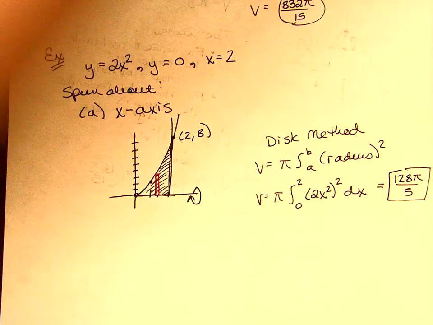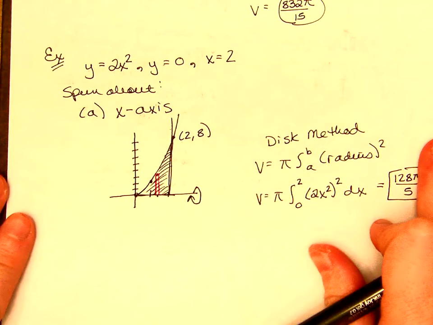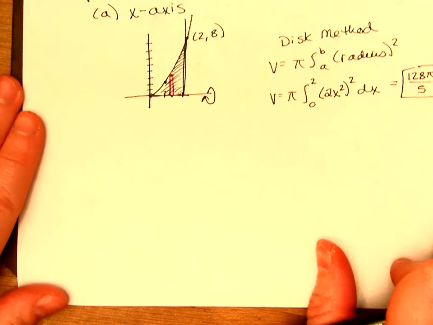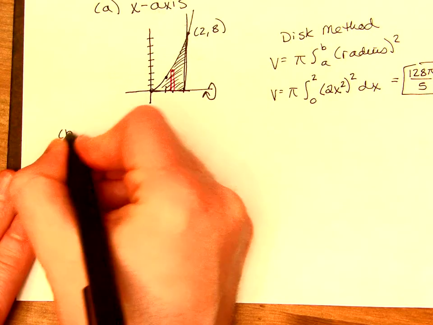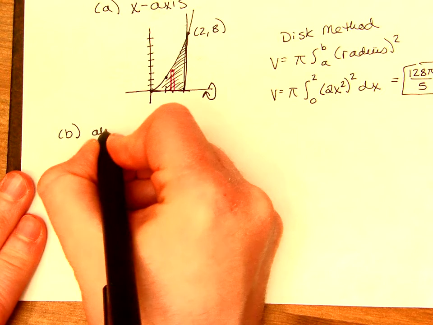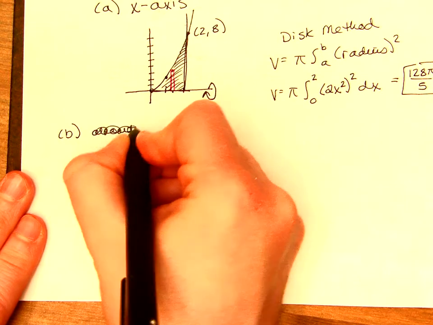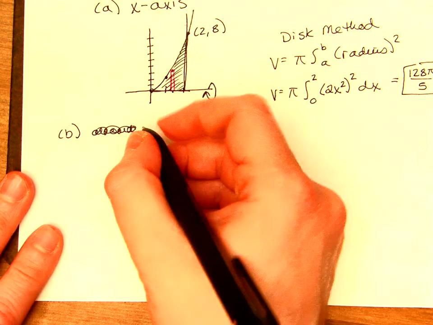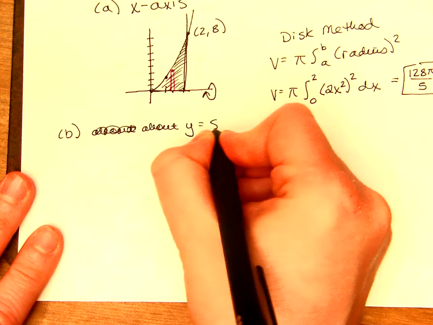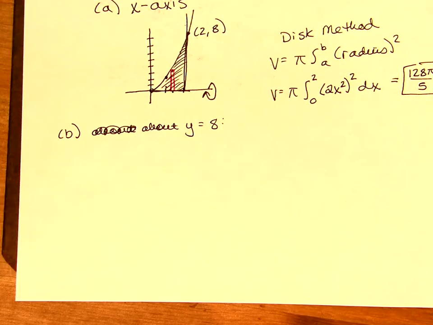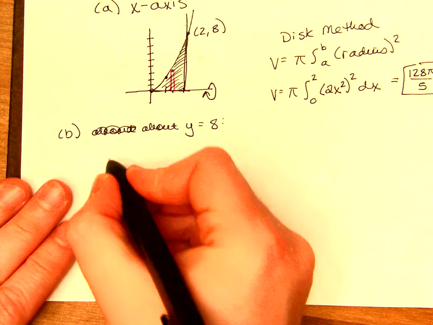Next thing we're going to do, we're going to take the same region, and we're going to spin this around the line, spun about, actually whatever, I'm going to write it again, about y equals 8. I realize this is going to be a pain, but it's going to make it a lot easier to get the formula correct if we redraw the graph every single time. So do take a moment and redraw that graph.